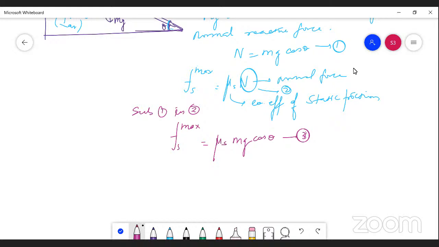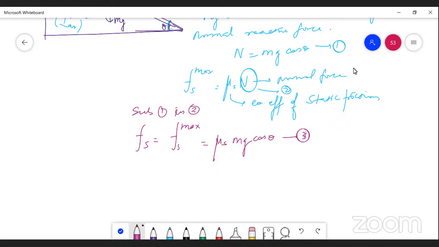Also, we can write this expression. This friction condition can also satisfy the relation: the static friction Fs is equal to Fs maximum. Actually, static friction will be acting throughout the motion, throughout the pull provided to the object.